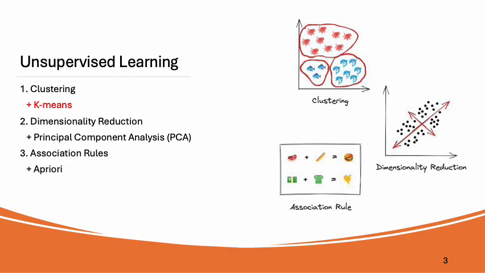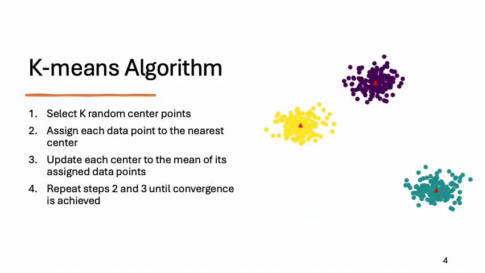In this tutorial, we will focus on the K-means algorithm. Now let's look at the steps of the algorithm. In the first step of the K-means algorithm, K random center points are selected. These centers serve as the initial points for the clusters.